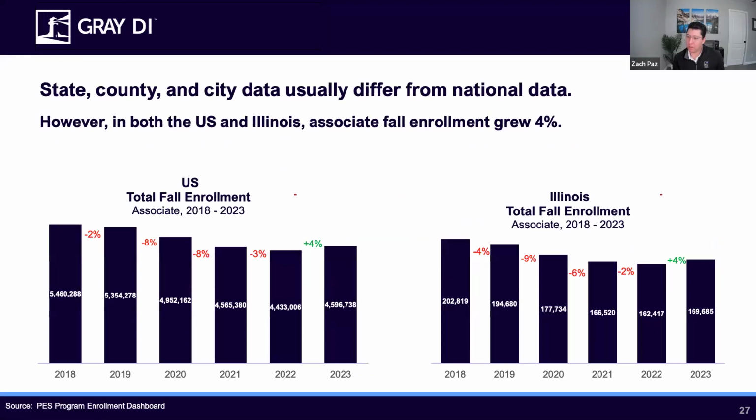Now, getting to the question I always like to ask: is it me or the market? In this case, we're looking at the trend in associates fall enrollment for the US, and comparing it to the changes in Illinois. What we're seeing is a very similar trend for US versus Illinois enrollment, both growing 4% in the most recent year.